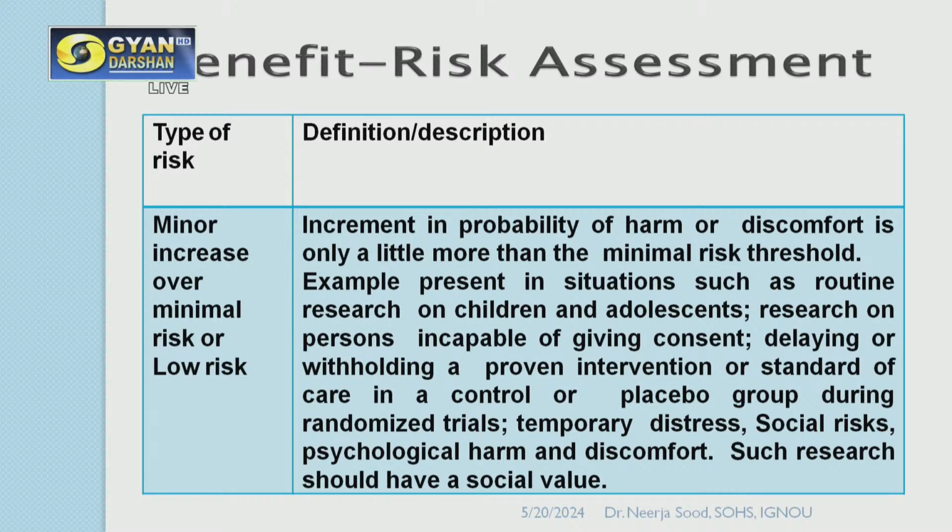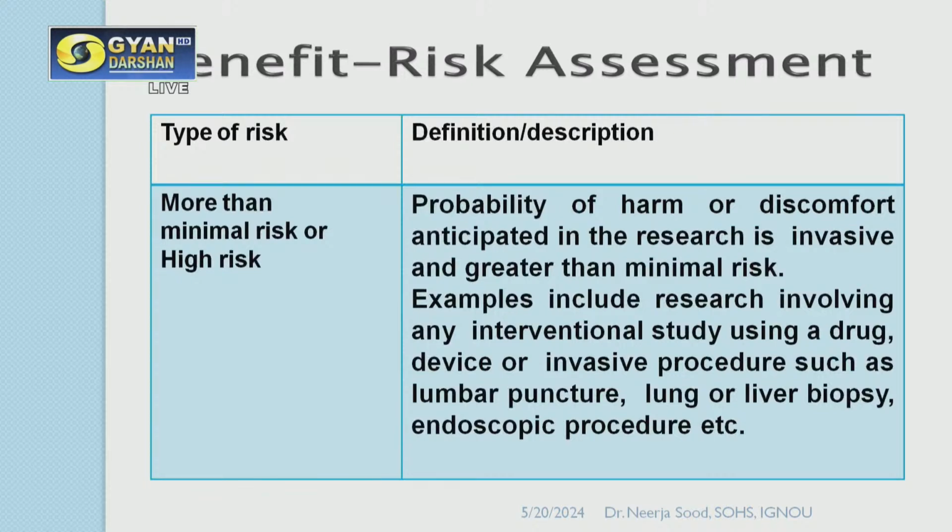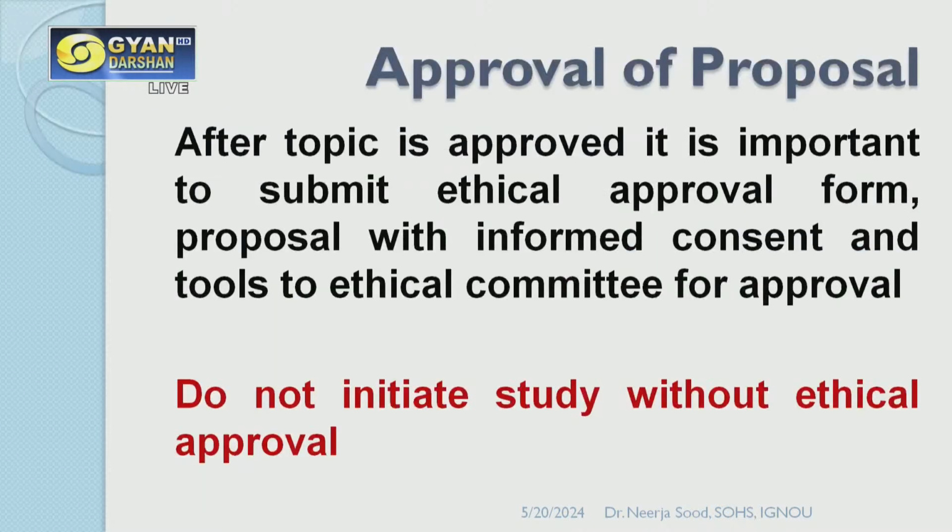Suppose you are doing a randomized trial on children, or some study on adolescents, or on some psychiatric patients, and some intervention or social risk or economic risk is there, that will come under minor increase over minimal. But if you are doing some clinical trial or intervention, then it comes under more than minimal risk or high risk. So, do not initiate any study without ethical approval.